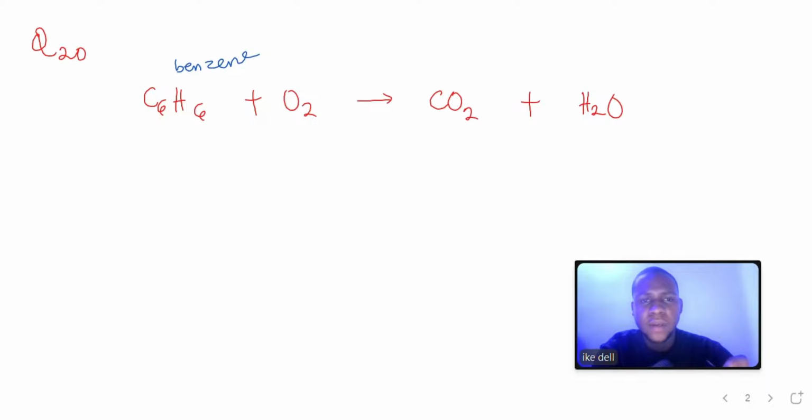C6H6. So you're getting carbon dioxide and water. So if you want to balance this combustion reaction, the same thing. Balance the carbon first, then hydrogen, then oxygen. So let's concentrate on balancing carbon now. C6. So that means we're going to have a 6 here.